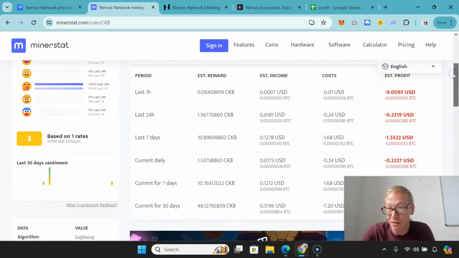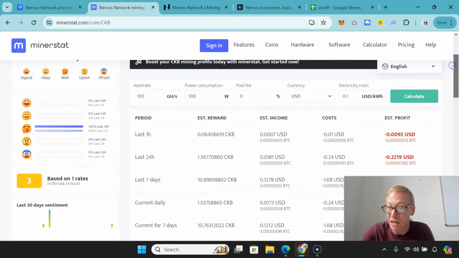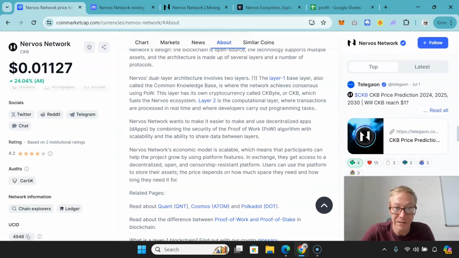Miners go where the money is. Don't forget, the cost of mining is high. You're paying all the electric costs, not to mention just buying the rig that you've got in the first place. You know, you're talking about thousands and thousands of dollars. So they have to make profit. So they go where they think they're going to make profit. And clearly, Nervos Network is one that they believe they're going to make profit on.